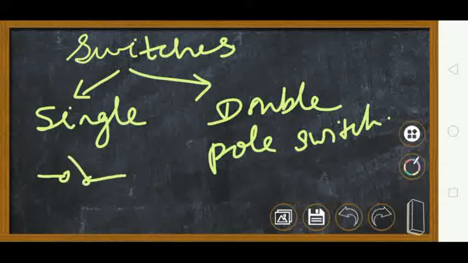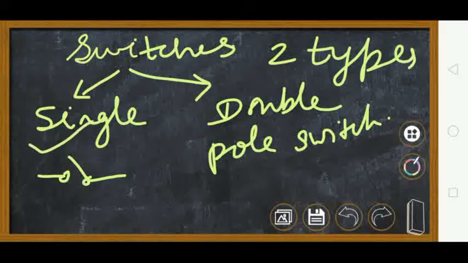Okay, you can on or off it. Normal whatever you have in your house, on and off switches. They are single pole switches. Once you toggle it, it is on. Once you again press it, it becomes off. So switches are of two types. That is single and double.